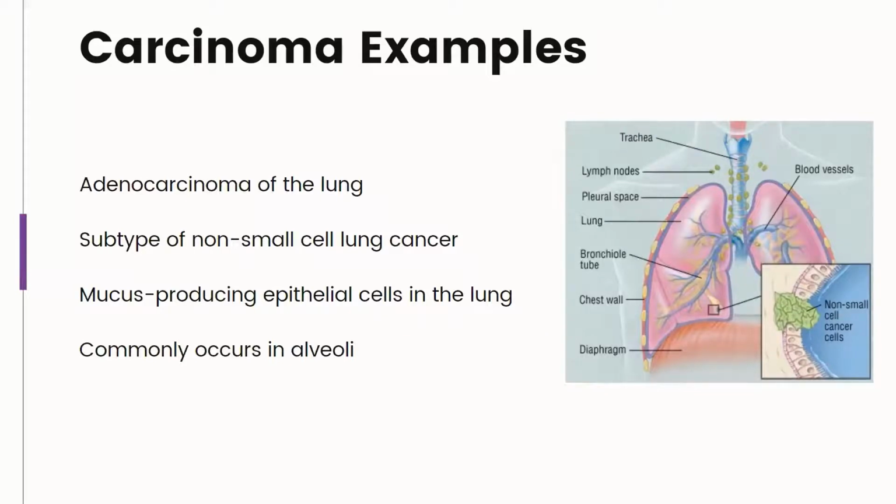Now let's look at two types of lung carcinoma. One of the types of non-small cell lung cancer is an adenocarcinoma, which originates in mucus-producing epithelial cells in the lung. These commonly originate in epithelial cells lining the alveoli in the lowest part of the respiratory tract.